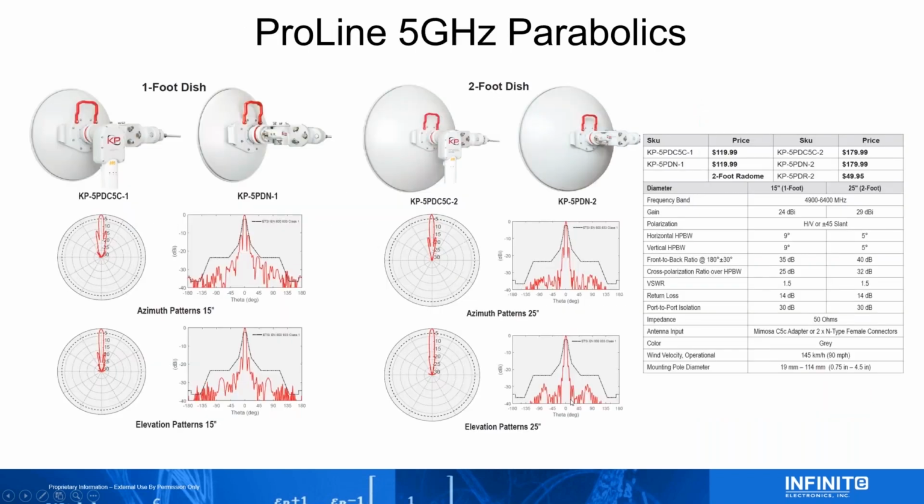So, leaving TV Whitespace and going to our parabolic dishes. We have these parabolic dishes. They're very, very popular now. They're really taking off, and the reason is because they're so well constructed. We have the 1 foot and 2 foot dish that covers 4,900 to 6,400 megahertz. The 1 foot dish is 24 dBi. The 2 foot dish is 29 dBi. And that's the lowest gain. If you're up in the high part of the band, you're going to be at a way higher gain.